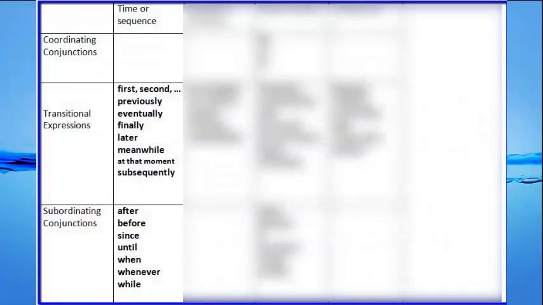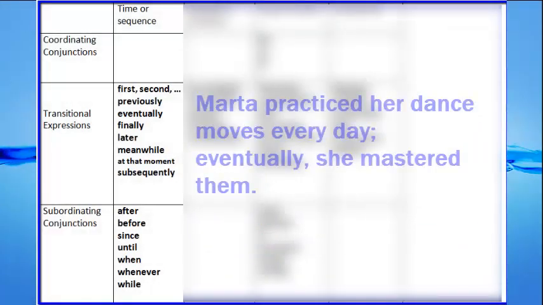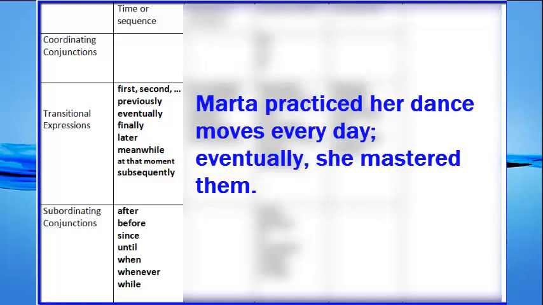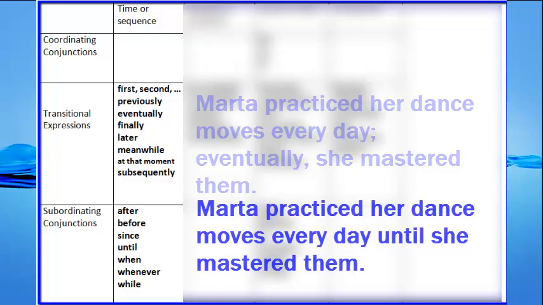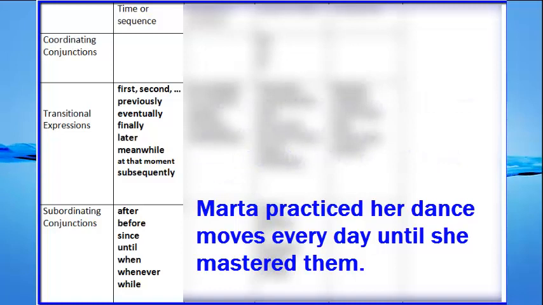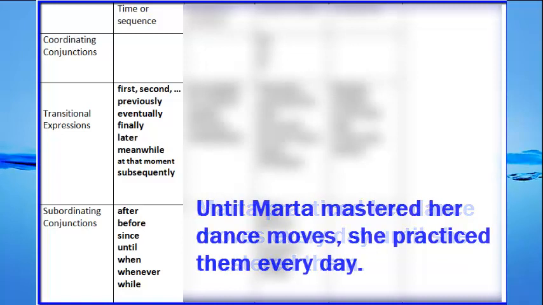Let's look at the words eventually and until. Marta practiced her dance moves every day. Eventually, she mastered them. Marta practiced her dance moves every day until she mastered them. Until Marta mastered her dance moves, she practiced them every day.